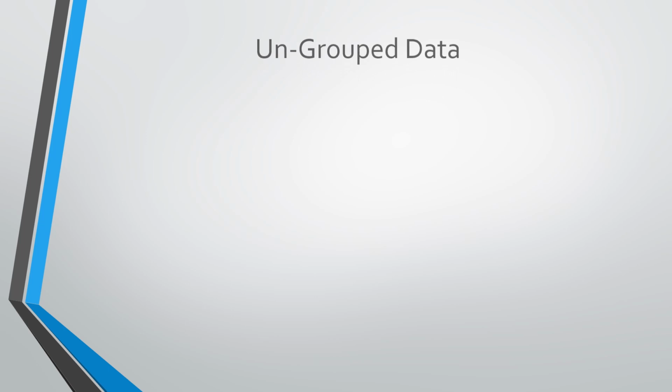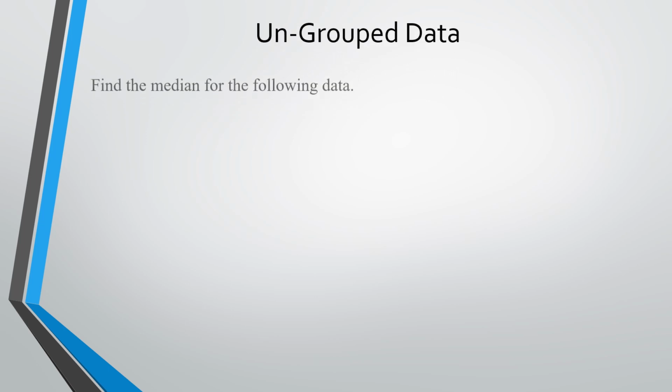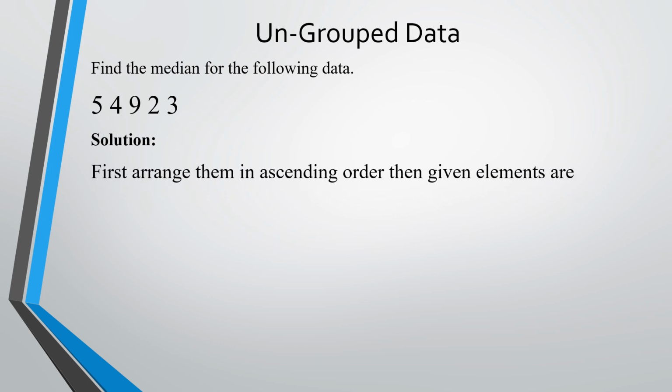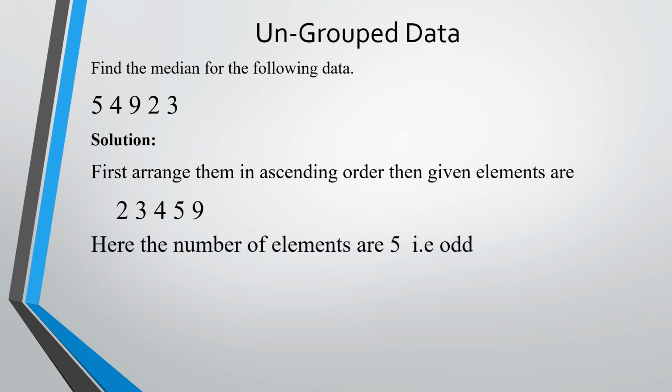We shall see an example to calculate a median in case of an ungrouped data. Find the median for the following data: 5, 4, 9, 2, 3. The solution for this one is, first we need to arrange the given data in an ascending order. So when we arrange them in the ascending order, the given elements will be 2, 3, 4, 5, 9. And here we can see that the number of elements are 5, that is odd. So when the number of elements are odd, median is given by (n plus 1) divided by 2th term.